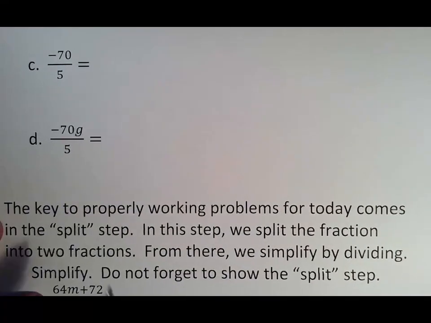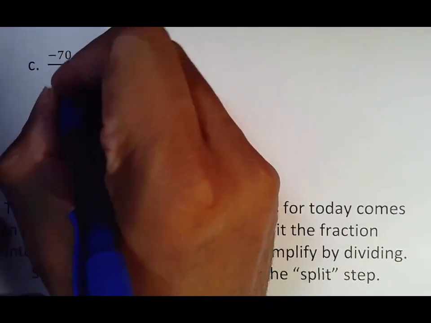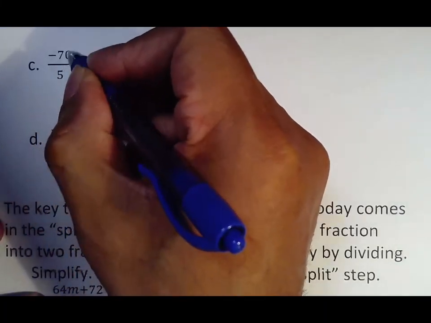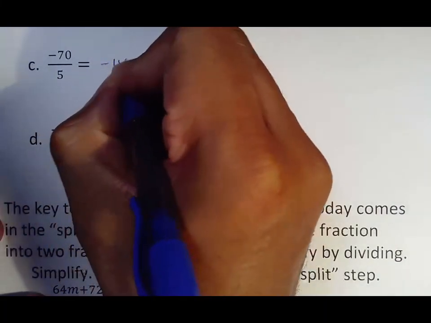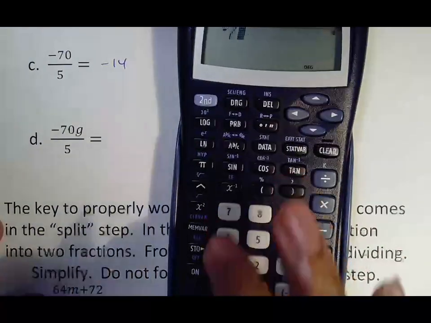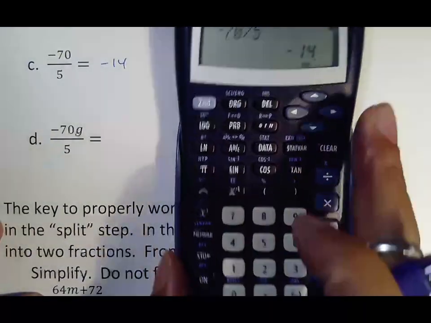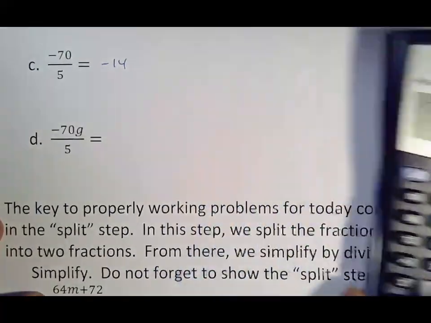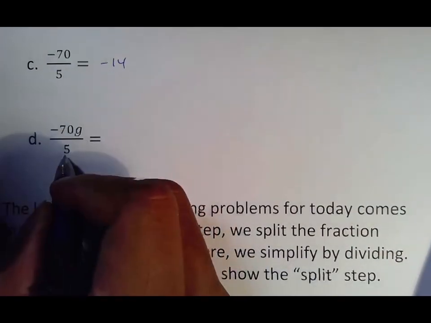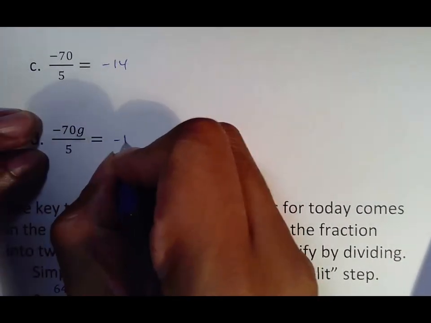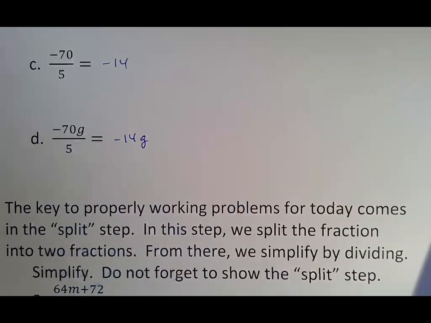When you see negative 70 divided by 5, well, we know 70 divided by 5 is 14, but just like in multiplication, the signs are different. It's going to be a negative 14, and here's your proof. And if you don't know, just type it in. Negative 70 divided by 5 is negative 14. So negative 70g divided by 5, again, that's your negative 14. Just don't forget to bring down the g.